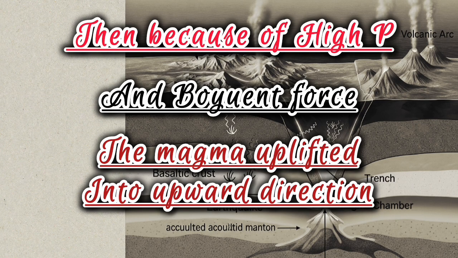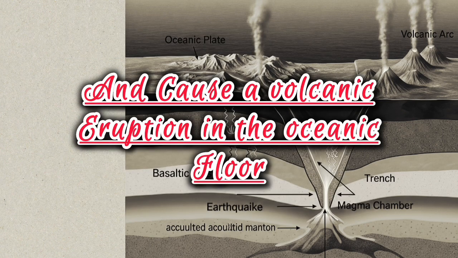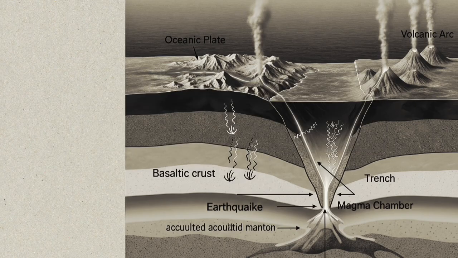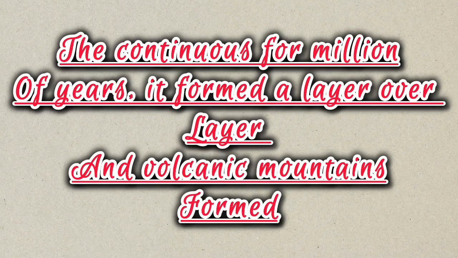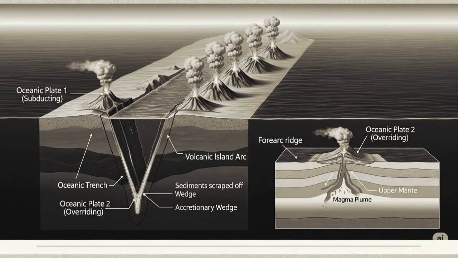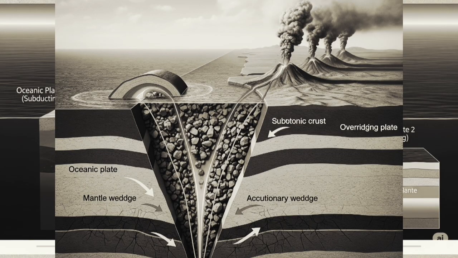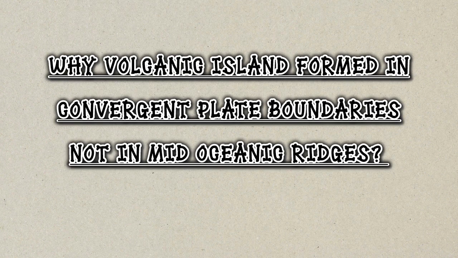Now the next thing, in the zone of subduction, the subducted layer descends into the mantle, and under high temperature and pressure, it melts into magma. And because of the high pressure and force, the magma is uplifted in an upward direction and erupts as volcanic eruption on the ocean floor. This process continued for millions of years, and it formed layer over layer and also formed volcanic islands or volcanic mountains. So that's how volcanic island arcs form due to oceanic convergence.